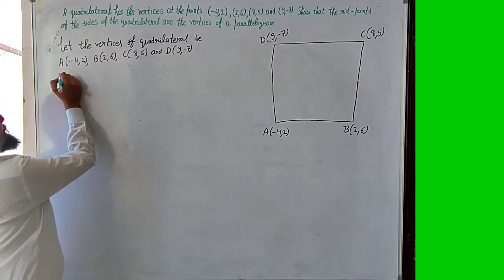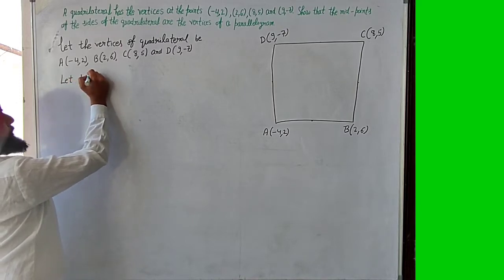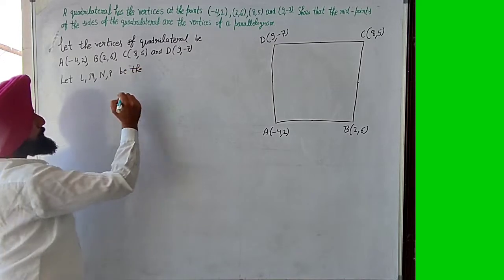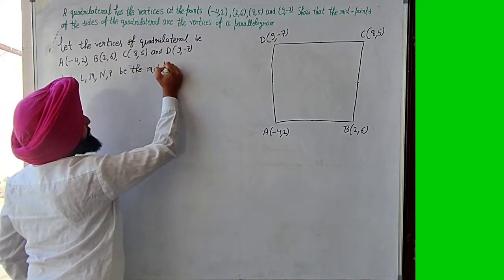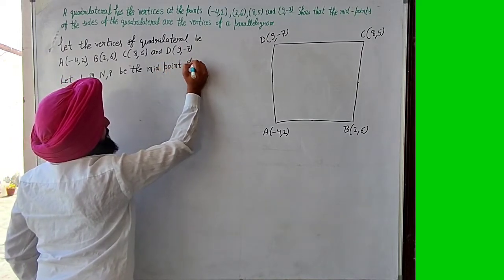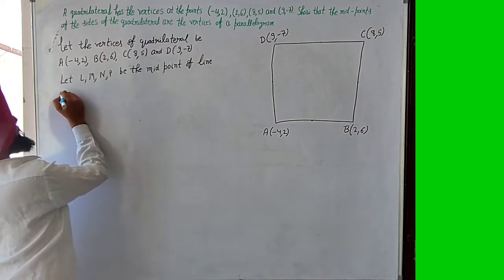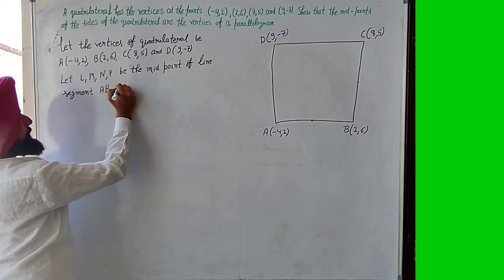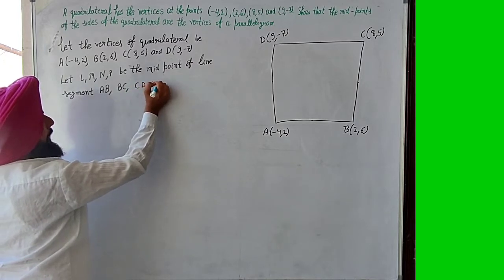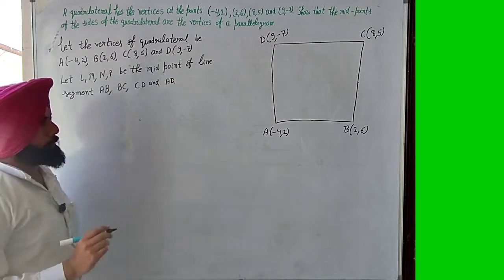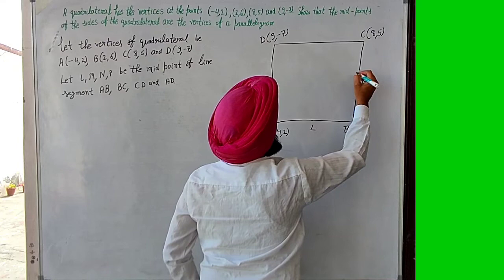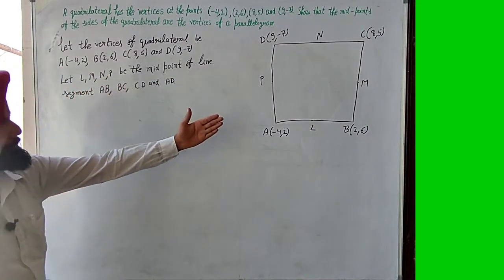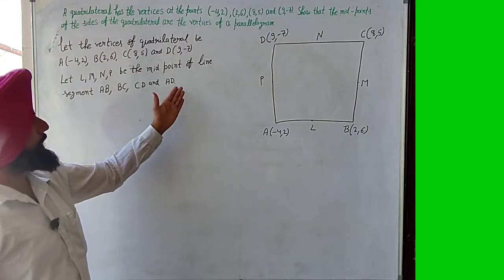Now let L, M, N, P be the midpoints of line segments AB, BC, CD and AD. Let L, M, N and P be the midpoints of line segments AB, BC, CD and AD.